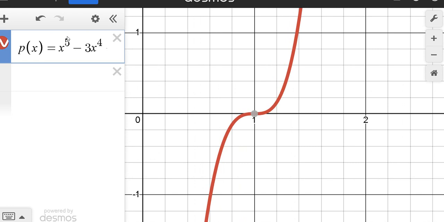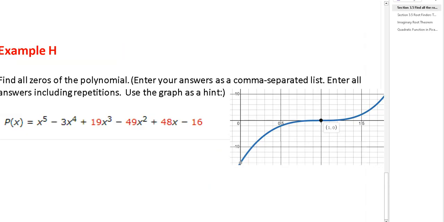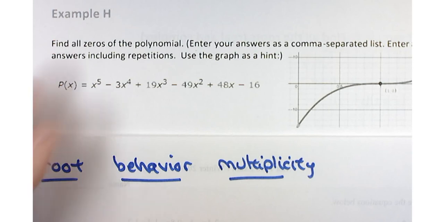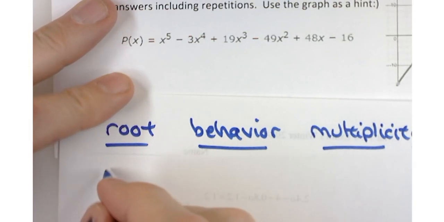Now, according to the degree of our polynomial, the degree is 5. We know there's a total of 5 roots, so we're going to have to account for all 5 of those roots somehow. But it says use the graph as a hint. So let's take a look at this and see, is there some kind of a hint that we can get by looking at the graph? Well, yeah. I guess the first hint that we get is that there's a root at x equal 1.